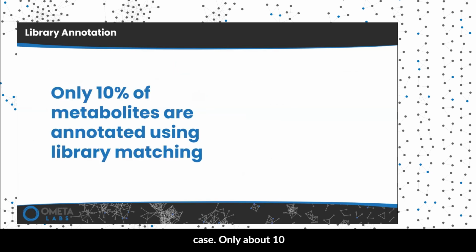Only about 10 to 20% of metabolites are annotated using library matching using our best-in-class publicly available libraries. Now, if you have a really excellent private library and you're working in human serum, maybe you can get that number up to say 30 or 40%, but that still means that you're throwing out the majority of your metabolites, which remember are your drug candidates and your natural products, just because you have no idea what they are.